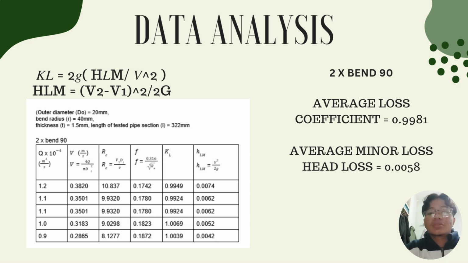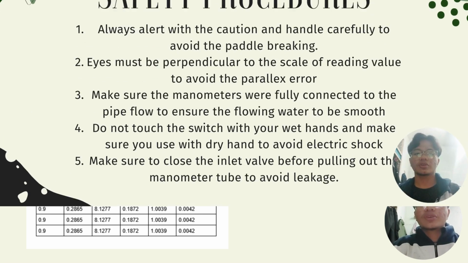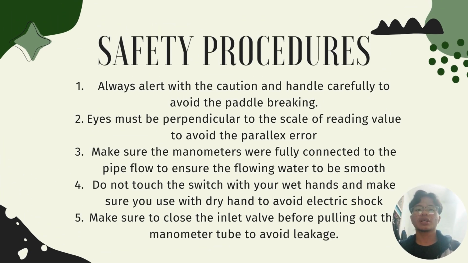loss equal to 0.0058. For 2 times angle 45, the average loss coefficient is equal to 1.0022 and the average minor head loss is equal to 0.0048. For safety procedure, first, always be alert with caution and handle carefully to avoid the pedal breaking.